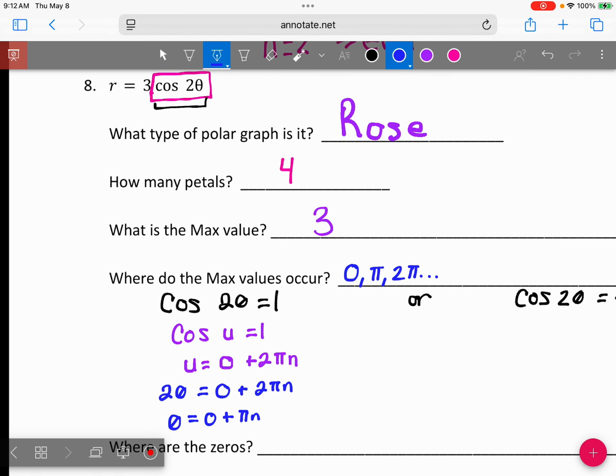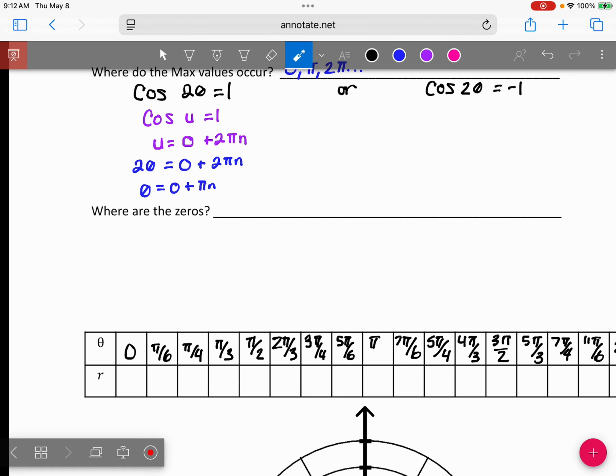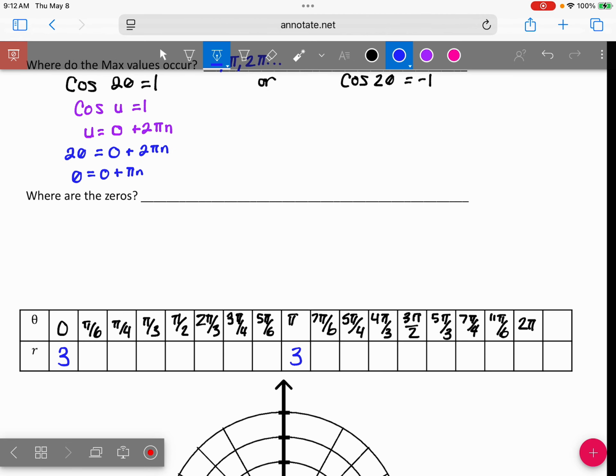So if our cosine of 2 theta equals 1, we know our radius is going to be 3, because it's 3 times our cosine of 2 theta. So these 3 values are going to have a 3. We could come down to our table, since we already have that filled in. 0 is going to have a radius of 3. Pi is going to have a radius of 3. And 2 pi is going to have a radius of 3. So we've got 3 values in our table right there.